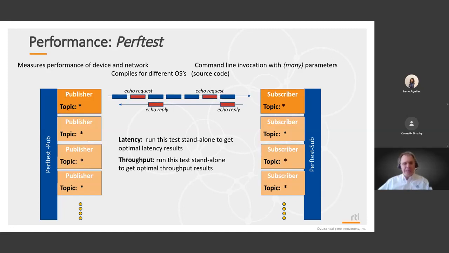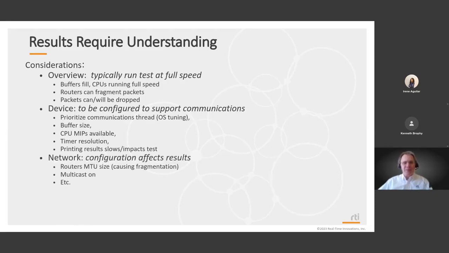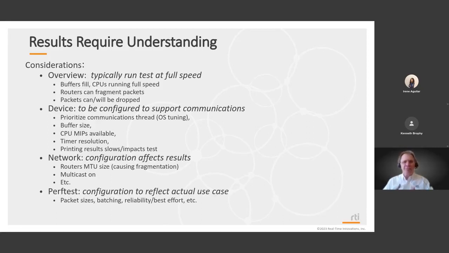If you're running DDS traffic, you can set the number of publishers that you want and the number of subscribers with this tool. You can set packet size. You can set some quality of service settings like batching. So you have a tremendous amount of flexibility to have this tool mimic your application and provide you with performance information. Now, with that responsibility, you've got to really understand what you're doing with this tool. There are certain things that you've got to be cognizant of.